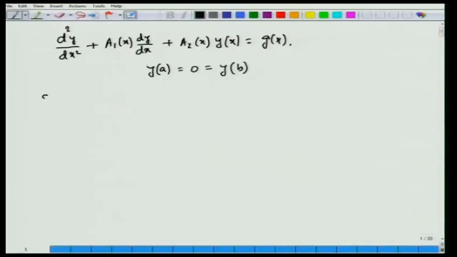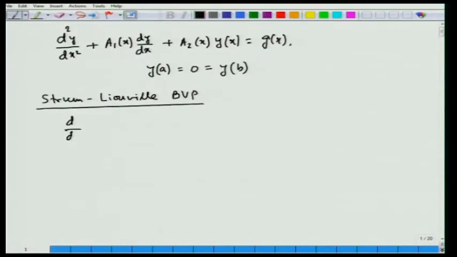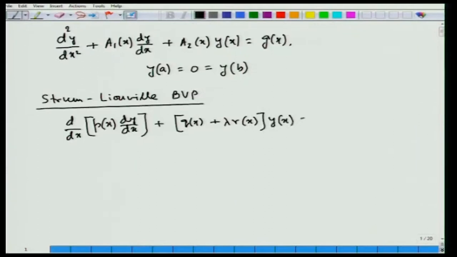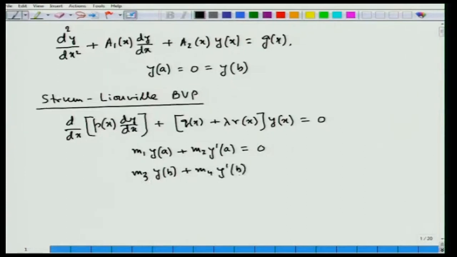Now, we are going to discuss about the Sturm-Liouville boundary value problem. This Sturm-Liouville boundary value problem is actually defined as d/dx of (p(x) dy/dx) plus (q(x) plus lambda r(x)) y(x), this is equal to 0. For the time being, we are considering homogeneous Sturm-Liouville boundary value problem with the separated boundary conditions, that is m1 y(a) plus m2 y'(a) equal to 0, and m3 y(b) plus m4 y'(b), this is equal to 0.